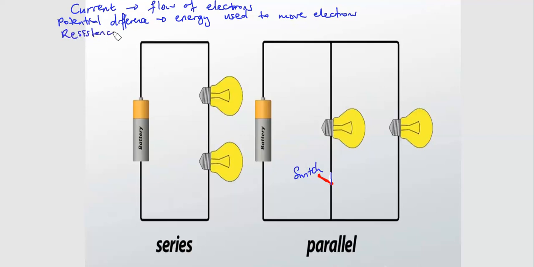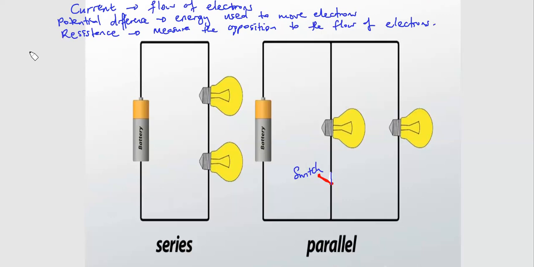Resistance. This measures the opposition to the flow of electrons. So it's measuring the opposition to the flow, because when I talk about resistance, it's resisting the movement of electrons that we are talking about here.